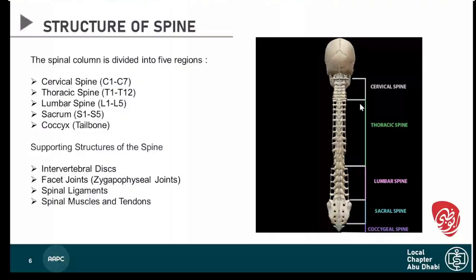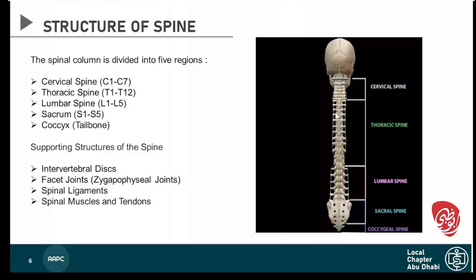or the second segment of the vertebral column, that is the thoracic spine. This thoracic spine is made up of 12 vertebrae, which are separated by intervertebral discs. 12 vertebrae, T1 to T12. Since it is made up of 12 vertebrae, it is the longest segment of the vertebral column. Okay.